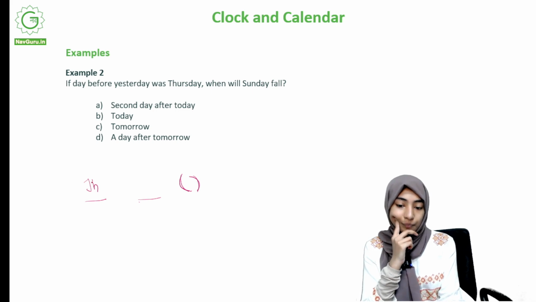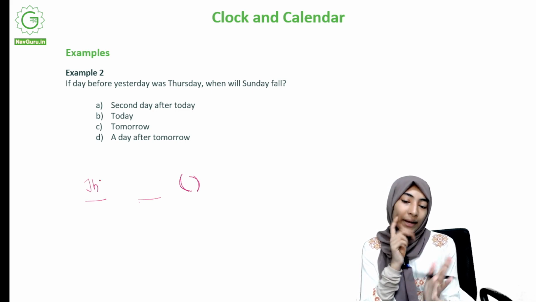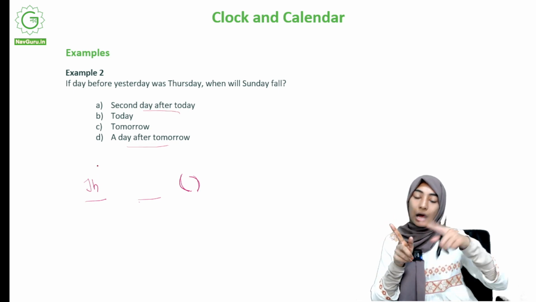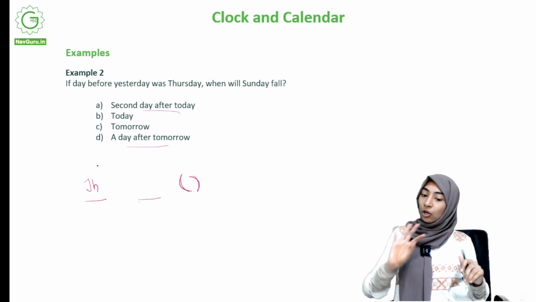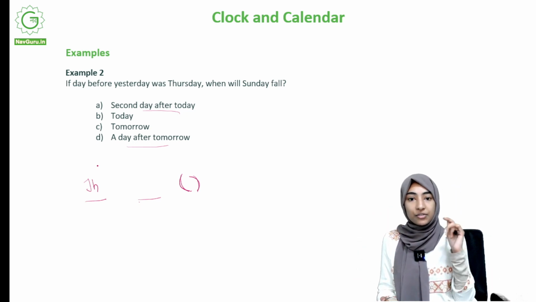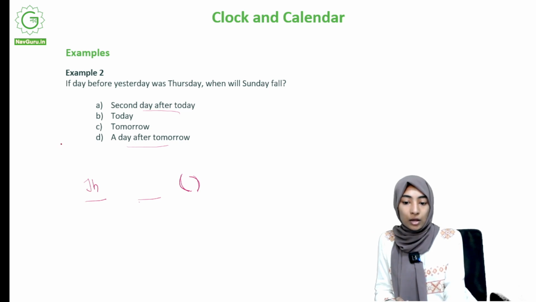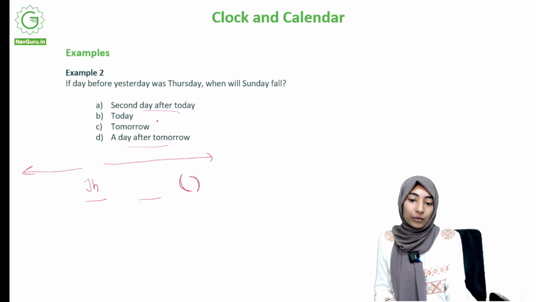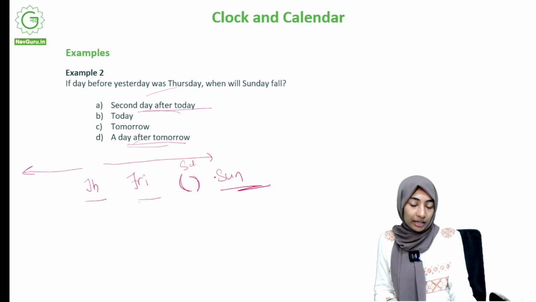When will Sunday fall? Okay, so when does Sunday come? Basically second day after today, a day after tomorrow. So after Thursday, when will you get Sunday? If you're asked for a day, you can either look before or after, right? So if you go backwards, when will Sunday come? Or you can see, if you go frontwards, when will Sunday come? Here we are looking frontwards because most of the options you have say after. So after Thursday, you have Friday, Saturday, Sunday. So Sunday is after 3 days, but that's not the point here.